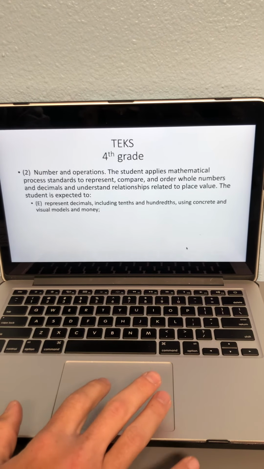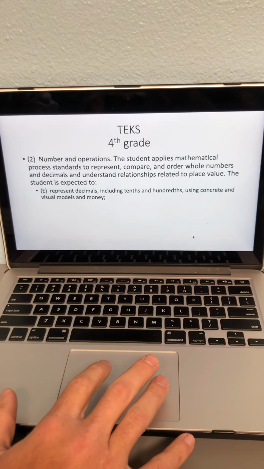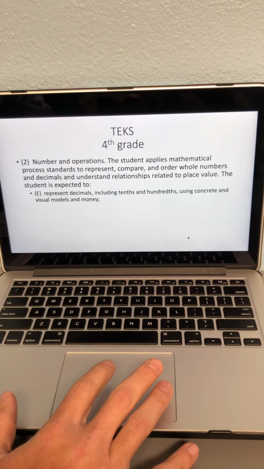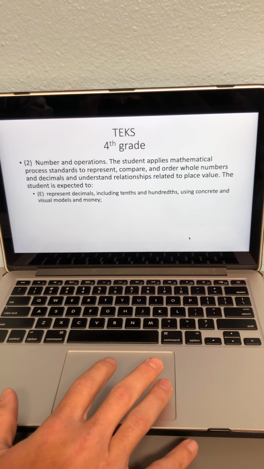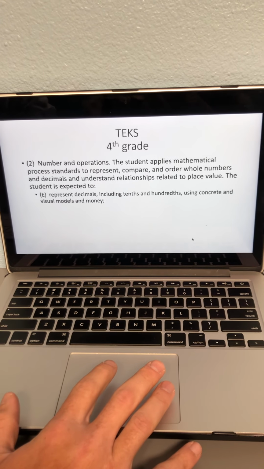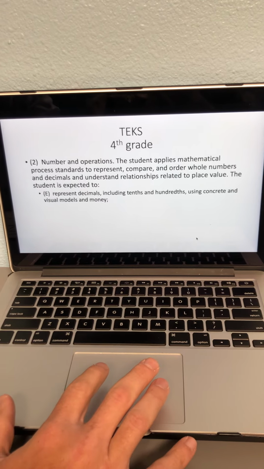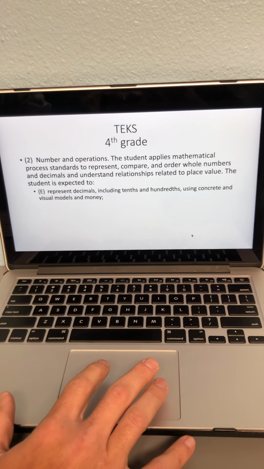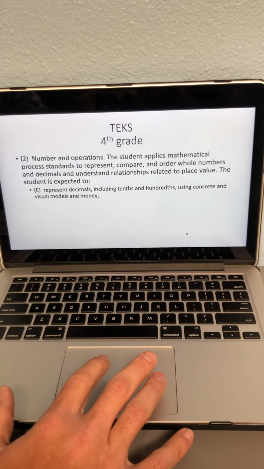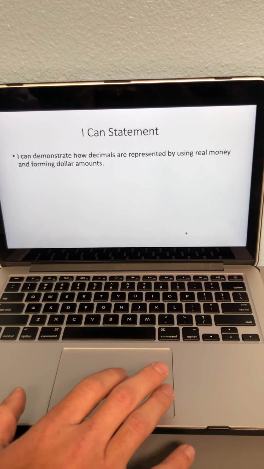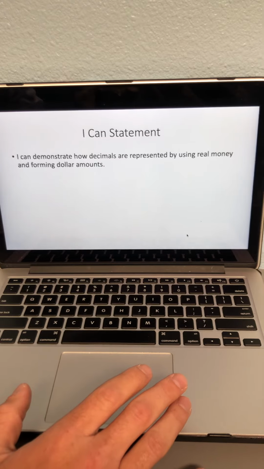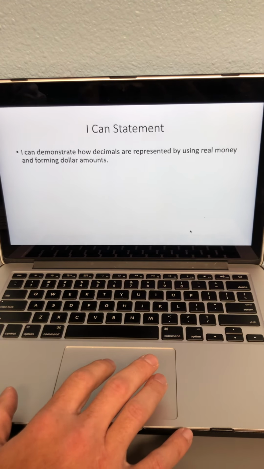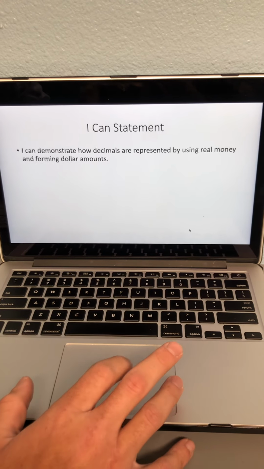It says numbers and operations. The student applies mathematical processes standards to represent, compare, and order whole numbers and decimals, and understand relationships related to place value. The student is expected to represent decimals, including tenths and hundredths, using concrete and visual models and money. So our I can statement is: I can demonstrate how decimals are represented by using real money and forming dollar amounts.